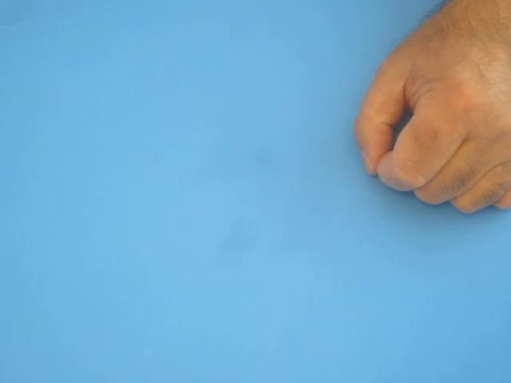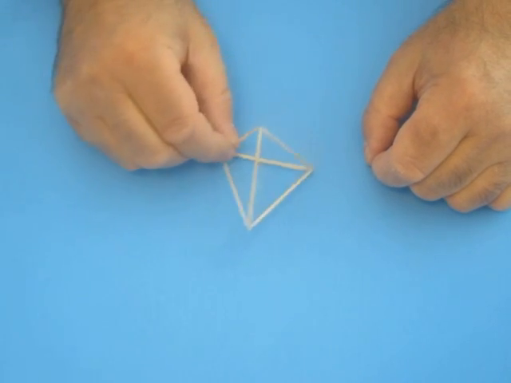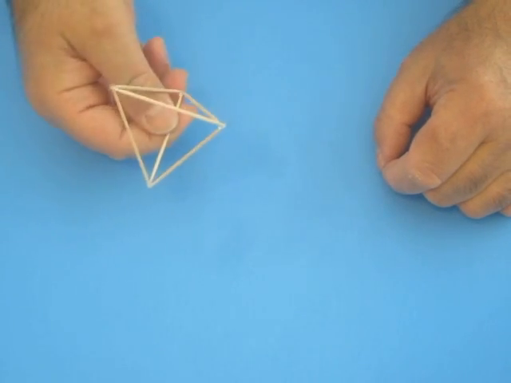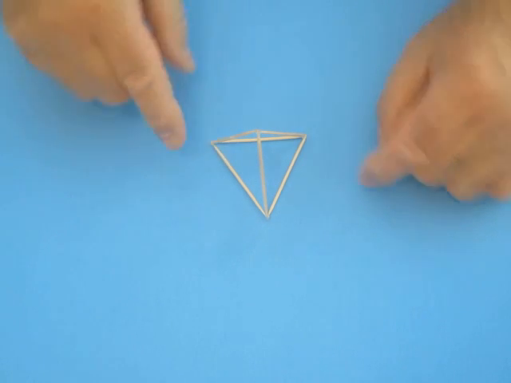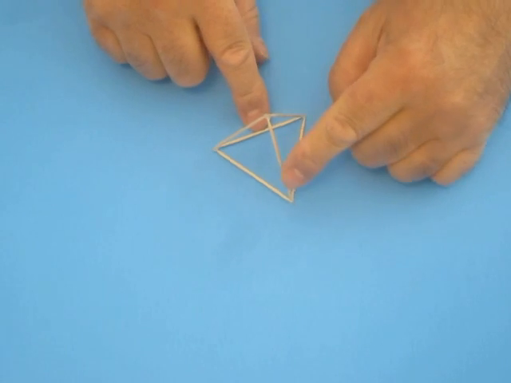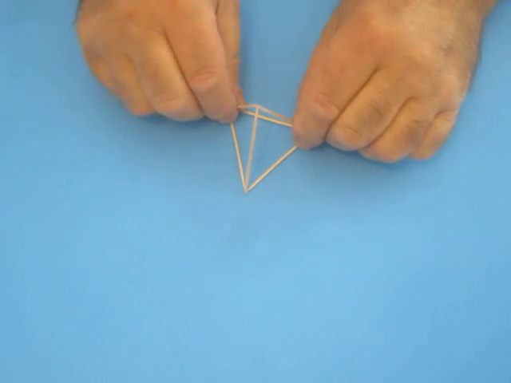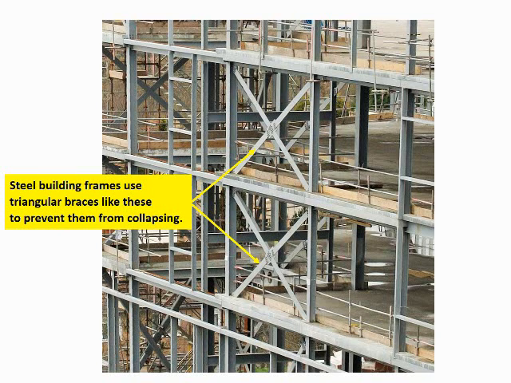On the other hand, if we take a figure formed with triangles, this is called a tetrahedron, which means four-sided. This figure is also, like the triangle, very rigid. You can see I can press on this and flex the toothpicks, and it does not want to deform. Because of their rigid property, triangular braces are used in square steel frame buildings to prevent them from collapsing.